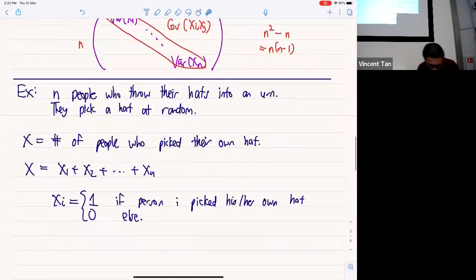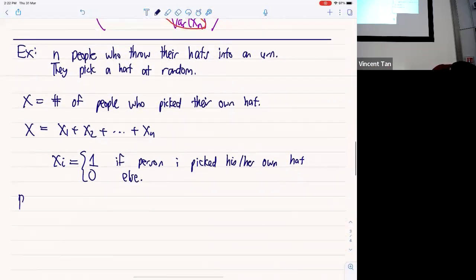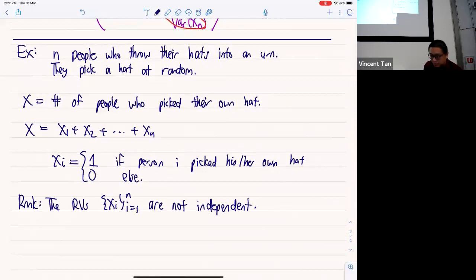Because the point here is that, remark, the random variables Xi, i running from 1 to n, are not independent. And hence we need to use a more subtle formula. We cannot use the fact that the variance of the sum is the sum of the variances. Okay, we just have to look at the case n equals 2. But for general n, the random variables X1 to Xn are also far from independent. Okay, can I move on?